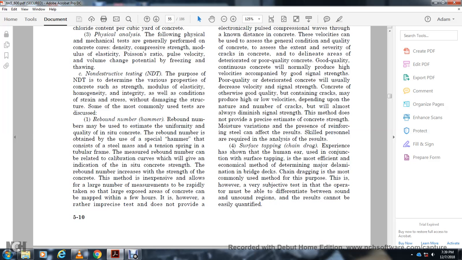Alright, surface tapping, chain drag. Experience has shown that surface tapping is the most efficient and economic method to determine the nature of delamination of the bridge deck. Chain dragging is the most commonly used method for this purpose. However, the operator must be able to differentiate between the sound and unsound regions. The result cannot be easily quantified.